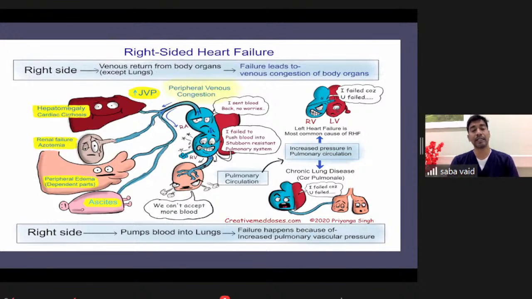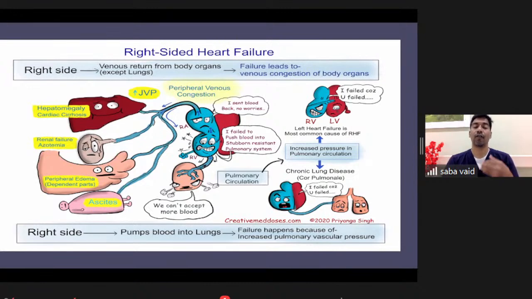So with liver, there is hepatomegaly, that is called cardiac cirrhosis over a period of time. So renal failure, because of renal congestion, the kidney doesn't function well. So you have oliguria and increased urea. And then there is peripheral edema. You almost always have ascites and bilateral lower limb swelling and all that. So technically, this is the backward failure of the right heart side.